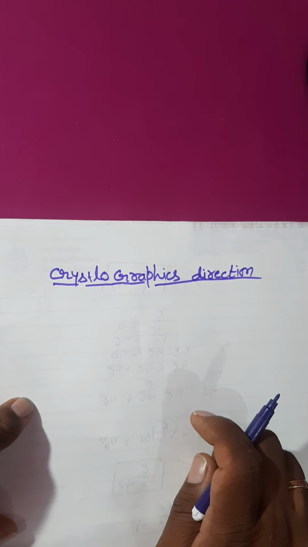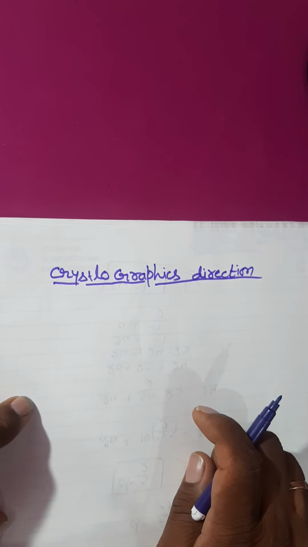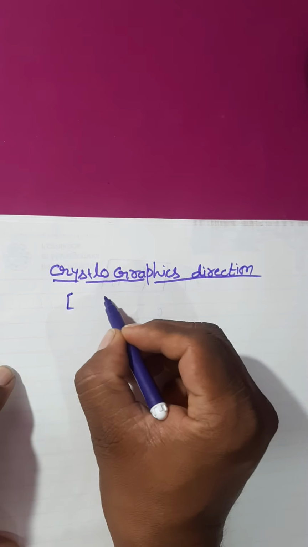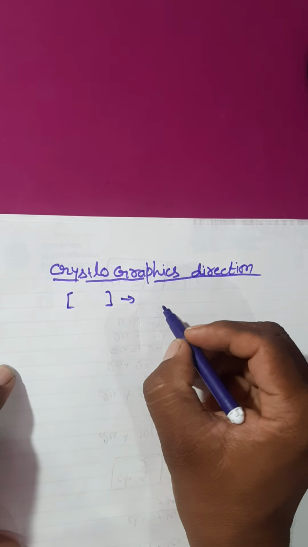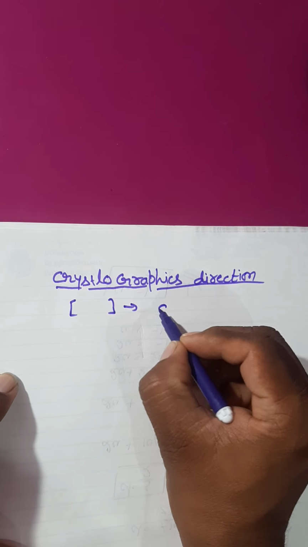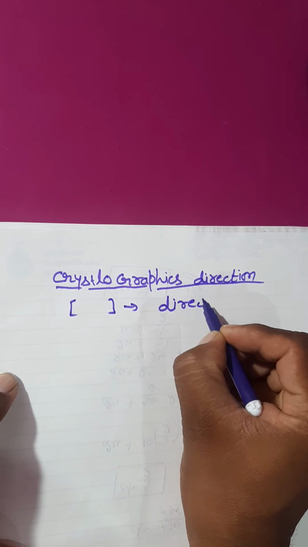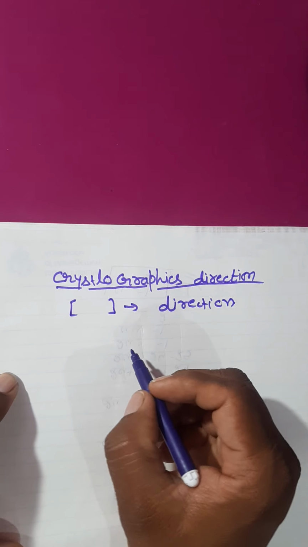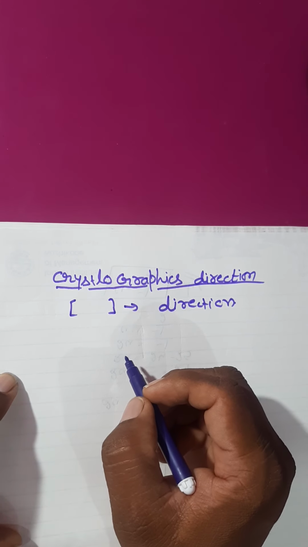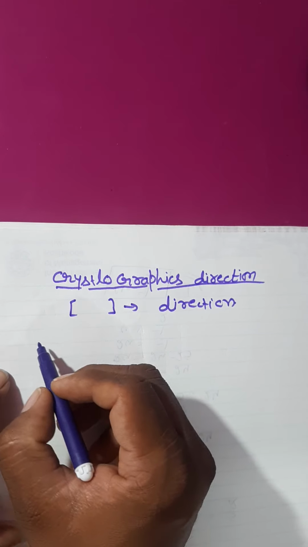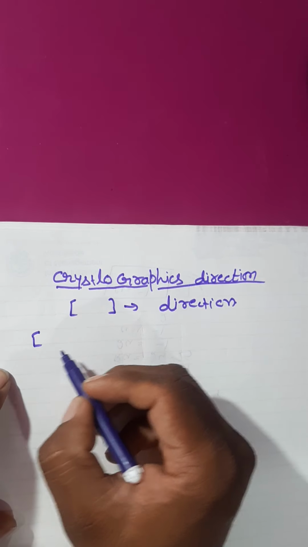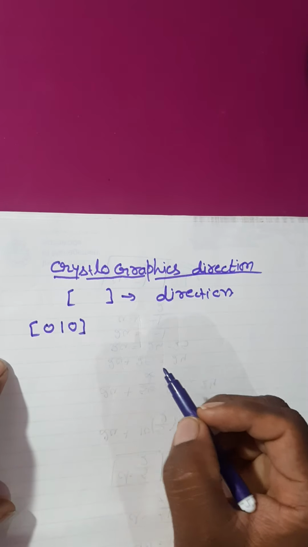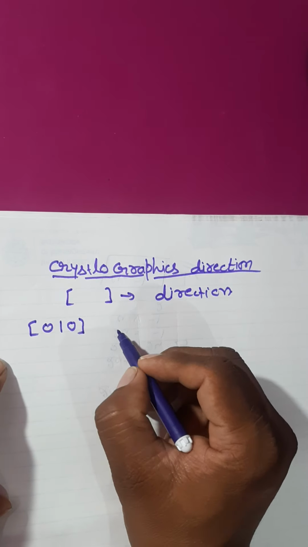In this lecture, we will discuss the crystallographic direction. In general, we represent square bracket for the purpose of representing direction. Let us start with the example. Suppose we are given 0, 1, 0, and we have to find out the direction.